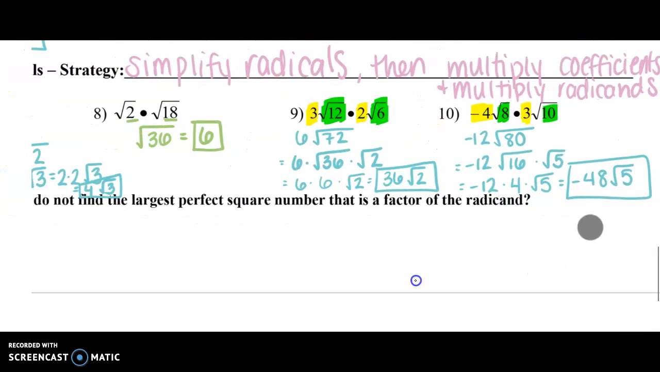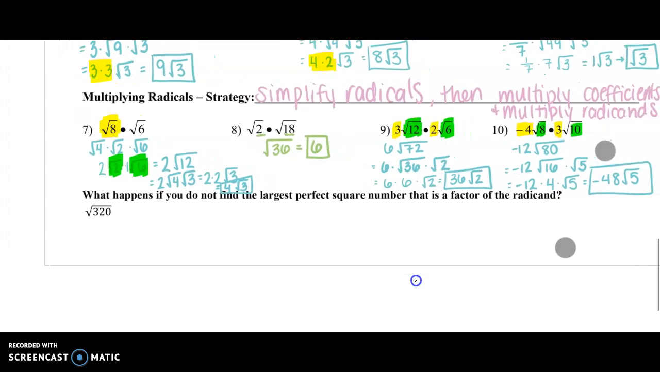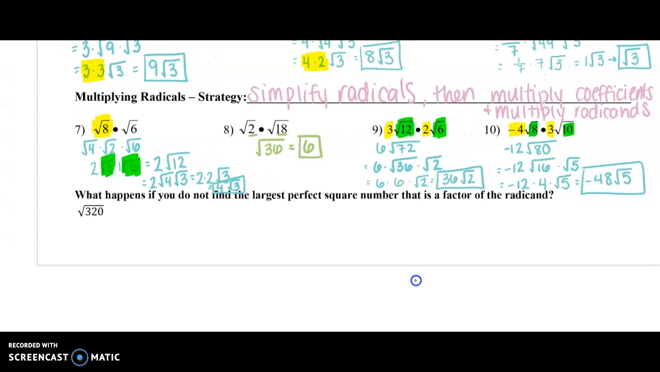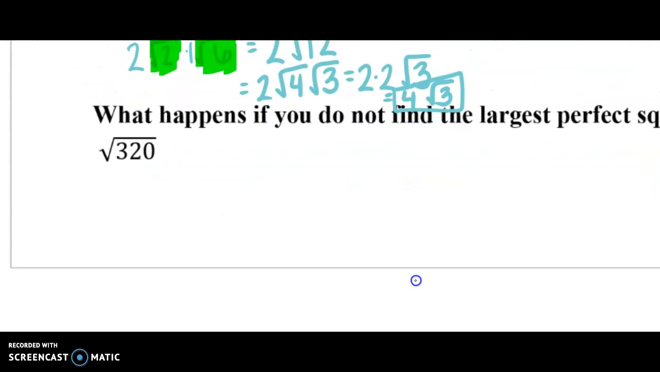So very last thing we're going to look at, what happens if you don't find the largest perfect square number that is a factor? What if when you're going to simplify this, you don't find the largest perfect square? So let's look at the square root of 320. Let's say I know 4 is a perfect square. So I said, okay, I know that 4 goes into it. So what I would do is the square root of 4 times the square root of 80 multiplies to the square root of 320. Square root of 4 is 2 root 80.